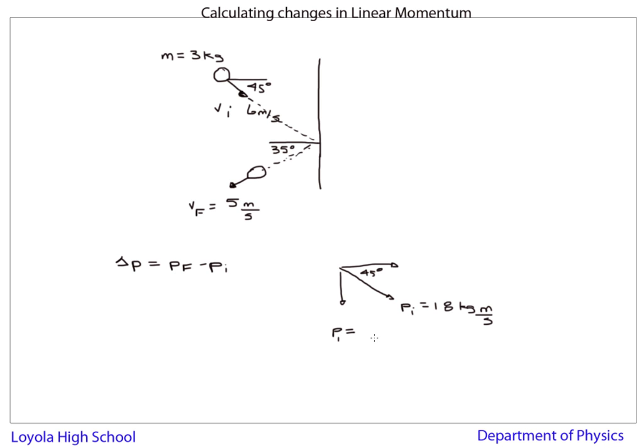So using sine and cosine with a 45-degree angle, I'm going to write the initial momentum as equal to, and I've done the calculations, 18 cosine 45 in the i direction, minus, because it's downward, 18 sine 45, which gives us a grand total of 12.73 i minus 12.73 j kilograms meters per second.